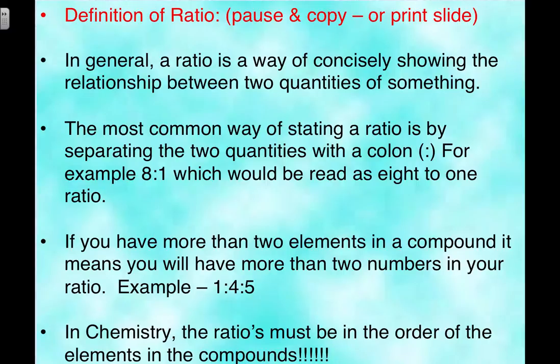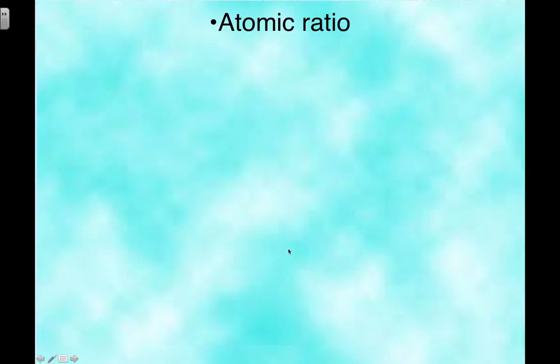The ratios must always be in the order of the elements in the compounds. This is so important, okay? They must always be in the order of the elements in the compounds, and I'll show you this momentarily. There's two different types of ratios we're going to look at today. Both of them very easy.